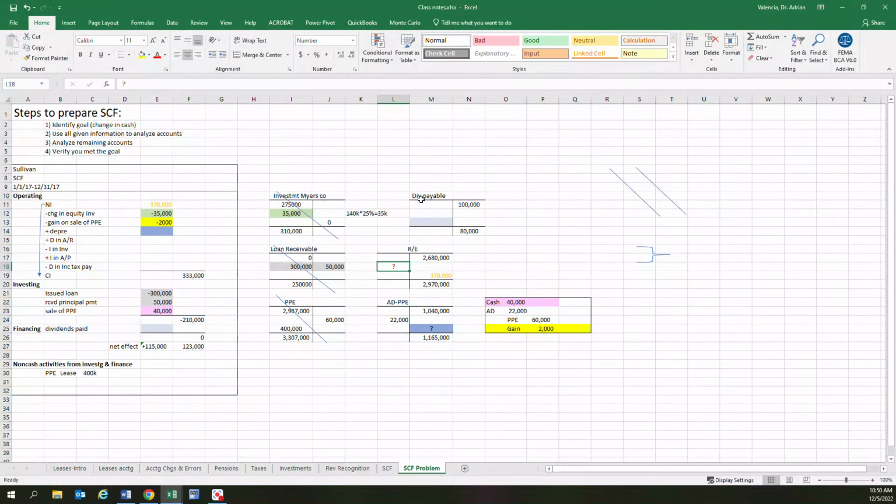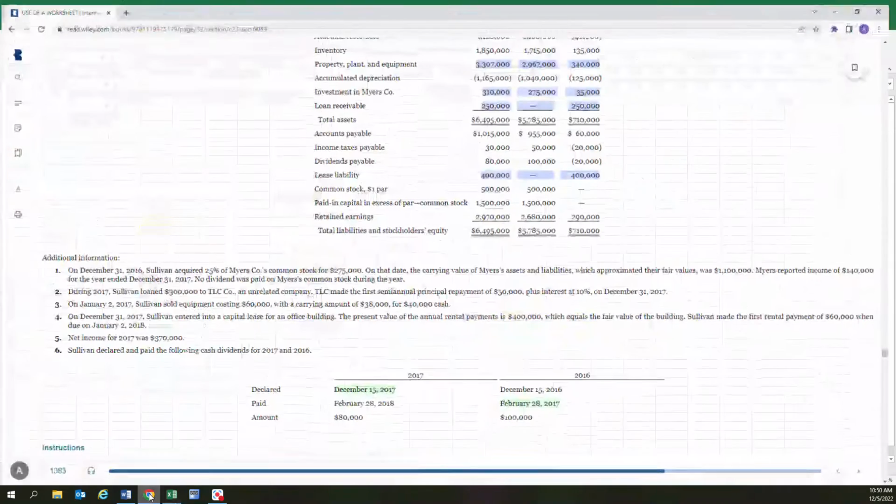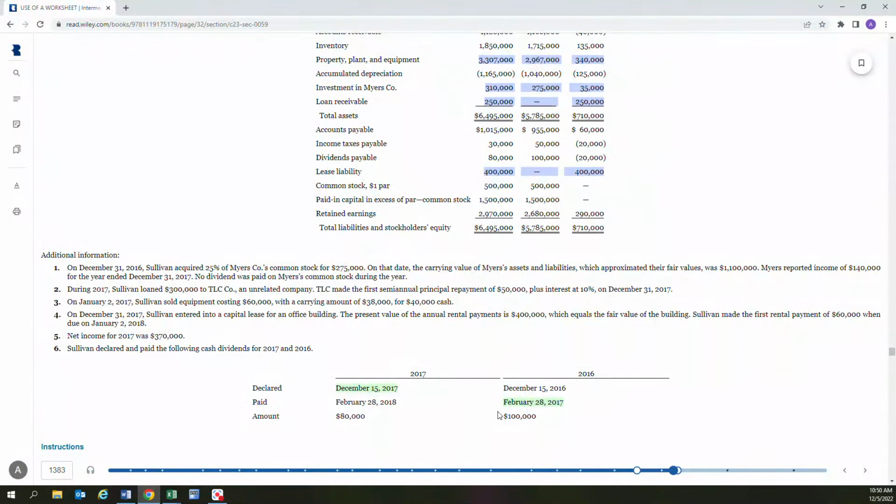So here's the dividends payable account with the information from the comparative balance sheet. Started with 100, ended with 80. Recall they told us that 100,000 was paid in 2017 in February, to be specific. Okay, so let's go ahead and recreate that.